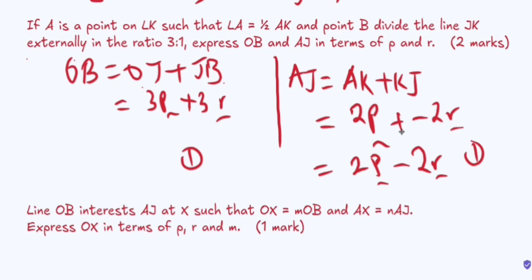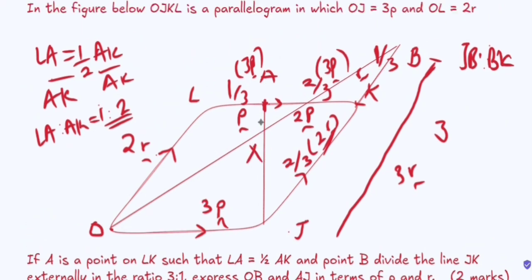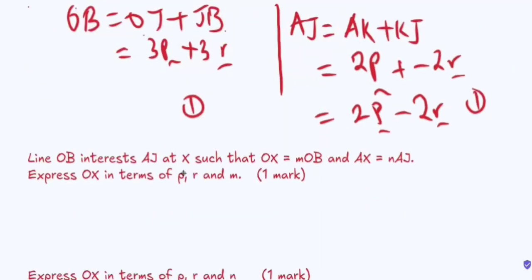Okay, let's go to the other question. Line OB intersects AJ at X. So where do these two lines OB and AJ meet? They meet at X. You have been told that OX equals m OB and AX equals n AJ. Express, first, part one, OX in terms of P, R and m.